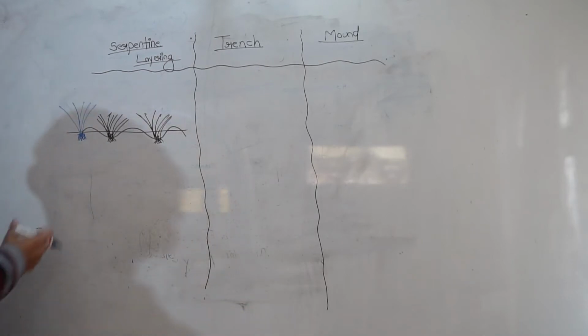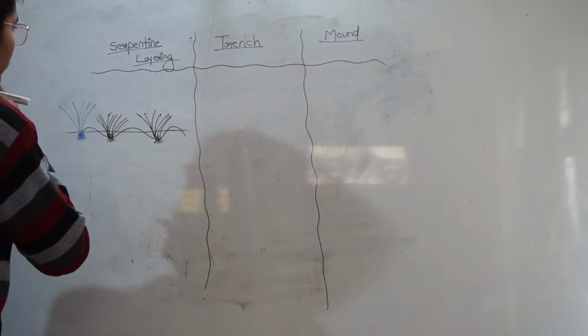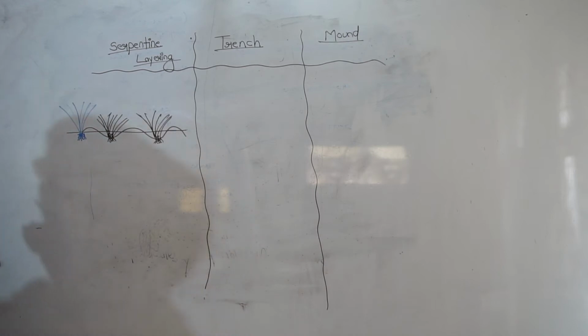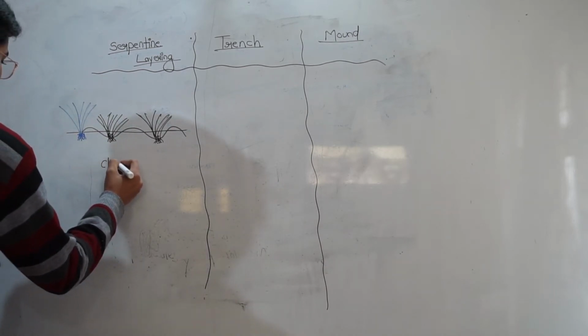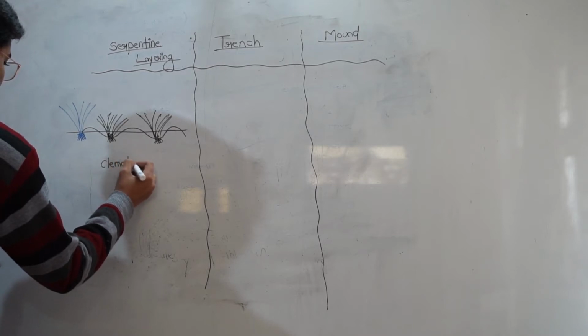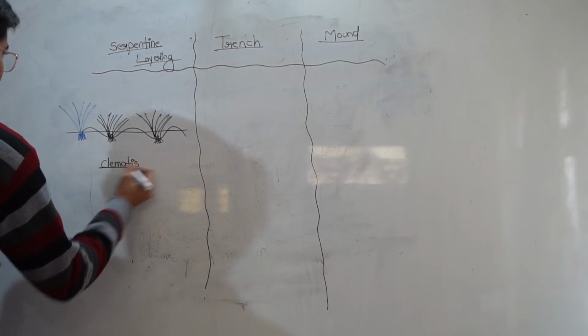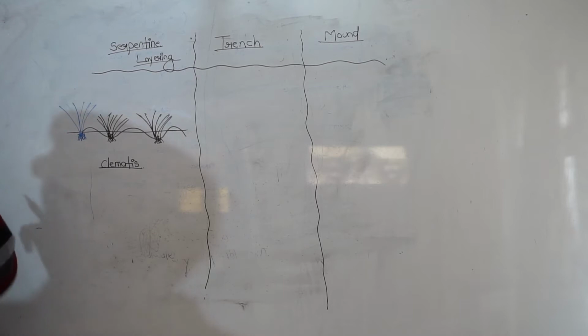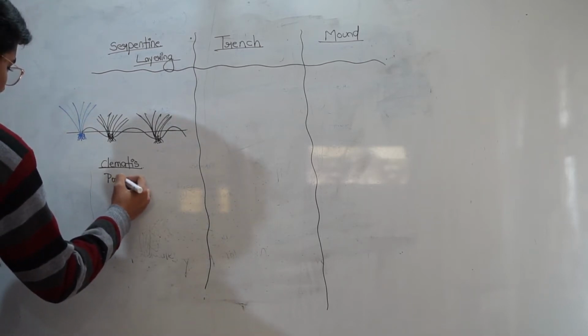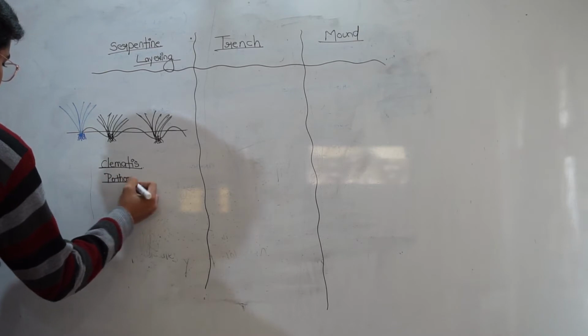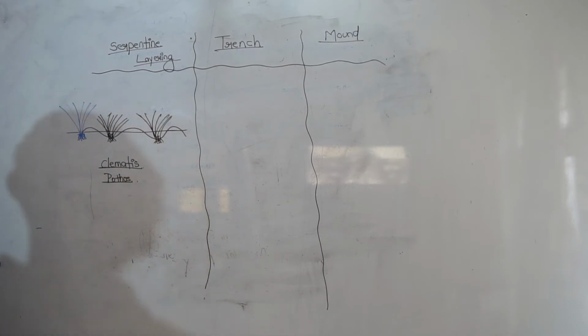Now I'm citing some examples which deal with serpentine layering, and those are clematis. Clematis shows the serpentine type of layering. After this, the pothos. These are the two most important basic examples for serpentine layering.